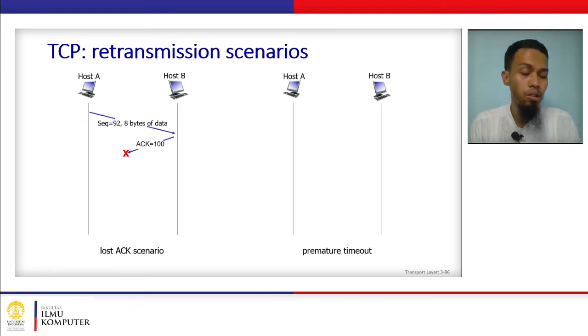Now, let's use an example to be more clear. This is the lost ACK scenario. Let's say host A sends a segment with sequence number 92 with 8 bytes of data.